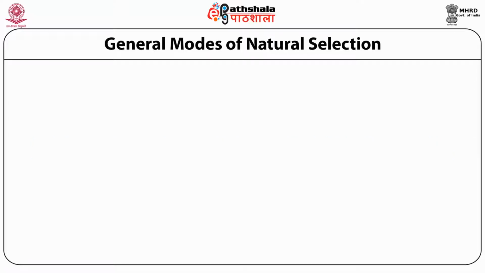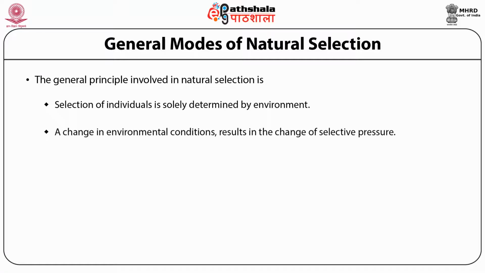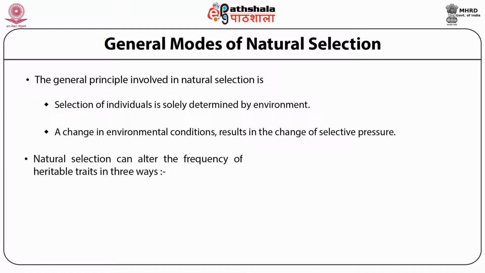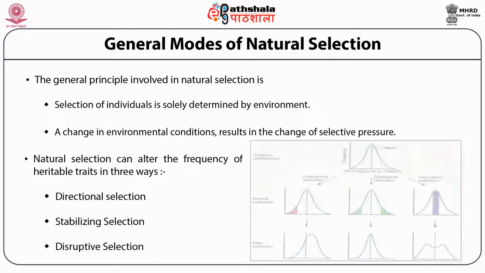Now let me explain the general modes of natural selection. The general principle involved in natural selection is that selection of individuals is solely determined by the environment. A change in environmental conditions results in a change of selective pressure. Natural selection can alter the frequency of heritable traits in three ways. These are directional selection, stabilizing selection, and disruptive selection. And these can be further understood from this image.